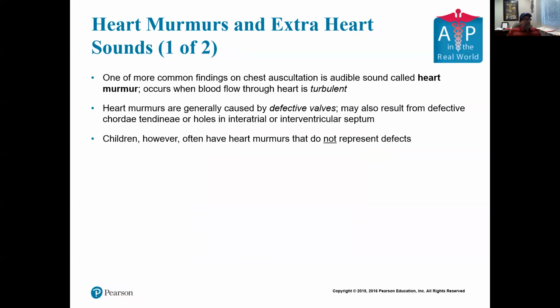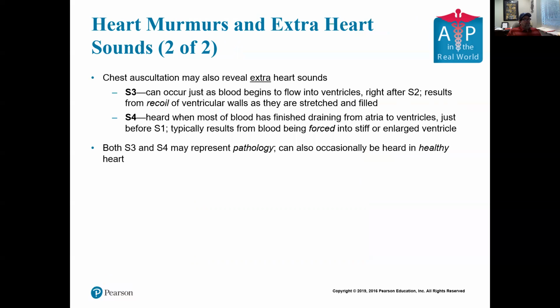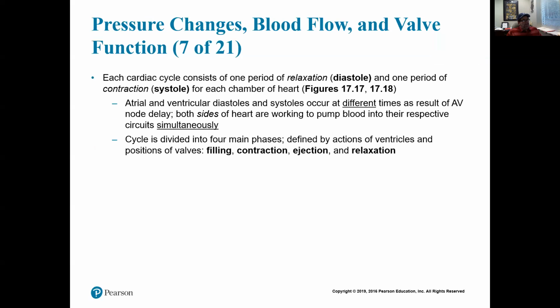A murmur would be any defect in a valve that makes an extra, abnormal sound. S1, we already said, was the first sound, the lub of the lub-dub, and then S2 is the second sound. First sound, the atrioventricular valves closing, bicuspid and tricuspid. Second sound is both semilunar valves closing at the same time. The third sound, S3, can occur just as blood begins to fill into the ventricle, right after S2. And then there's another sound, S4, that can be heard when most of the blood is finished draining from the atrium into the ventricle, just before S1. So there are four sounds you can hear there.